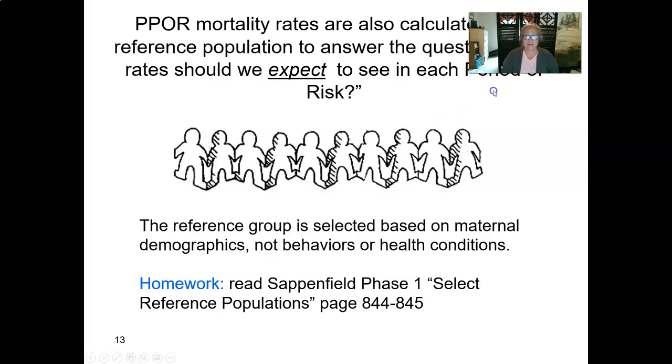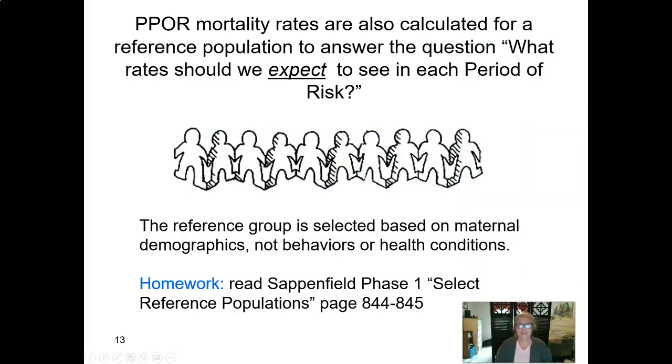But what you really need to know is what rates should we expect to see in each of those periods of risk? You know, for example, that blue box, the maternal health and prematurity period, that's all the babies that are less than 1,500 grams. Those babies are at more risk. Obviously, we expect more of them to die, so we expect that rate to be higher. So the question is really, how high is too high? What is really preventable? What is excess? And that's where the reference group comes in.